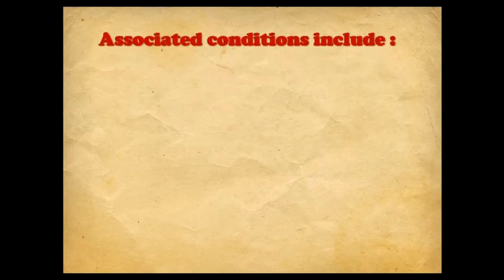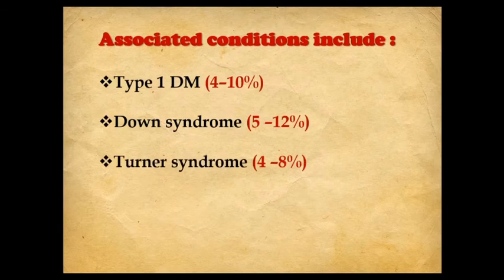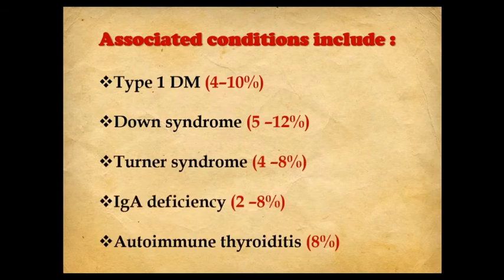Because it is an autoimmune, immune mediated process, there is an association with other immune mediated conditions, like type 1 diabetes mellitus, Down syndrome, Turner syndrome, IgA deficiency, and autoimmune thyroiditis, and the percentages are shown here in front of you.